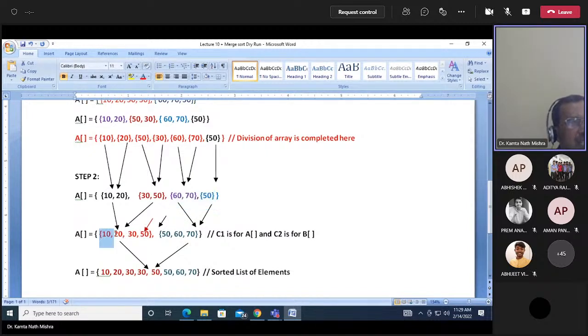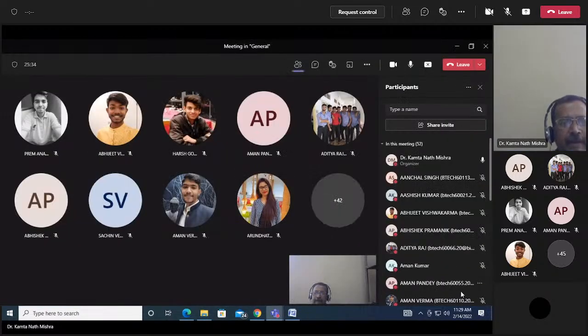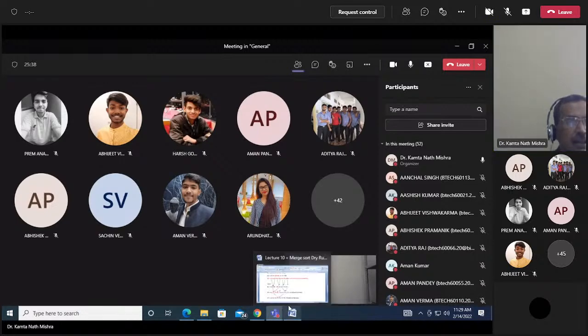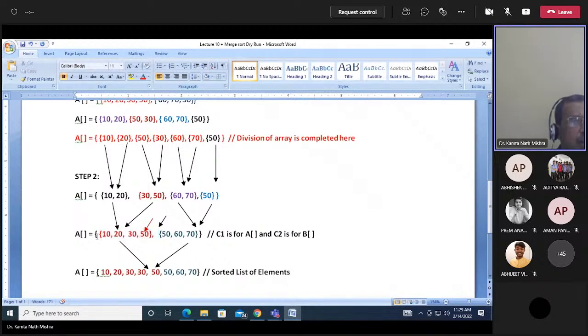Now in this stage here, how many arrays you have? Aman Verma, how many arrays now we have? Sir, 2 arrays. Array 1 has how many elements? 4 elements. Array 2 has how many elements? 3 elements. So say that array 1, it is starting from A0 to A3.